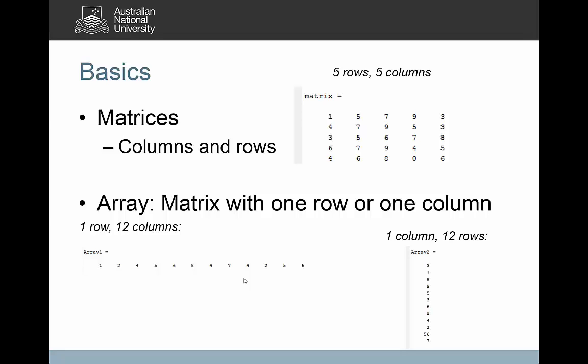I can also create a matrix, so a two-dimensional array of columns and rows with numbers in them. In this case, 5 columns and 5 rows. Or I can create a single array, in this case, 1 row with 12 columns, or 1 column with 12 rows.